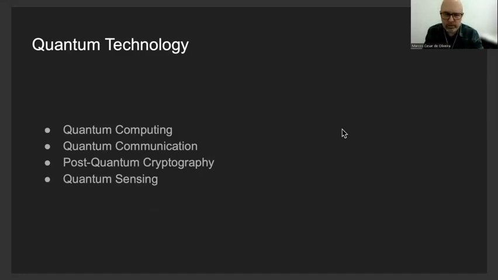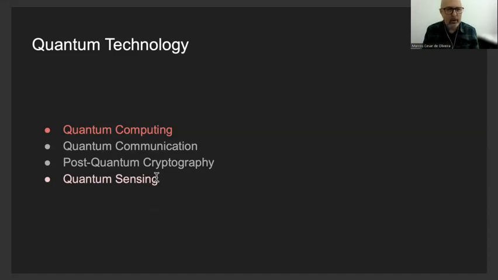In this talk, what I want to talk about is quantum technology in general, but I will not have time to cover everything, so we're going to cover just two points. Quantum technology covers quantum computing, quantum communication, post-quantum cryptography, and also quantum sensing. If I have time, I will talk very briefly about quantum sensing, but as we will see, all the technologies that come from developing quantum computing, quantum communication, and cryptography are in some sense used for quantum sensing as well.